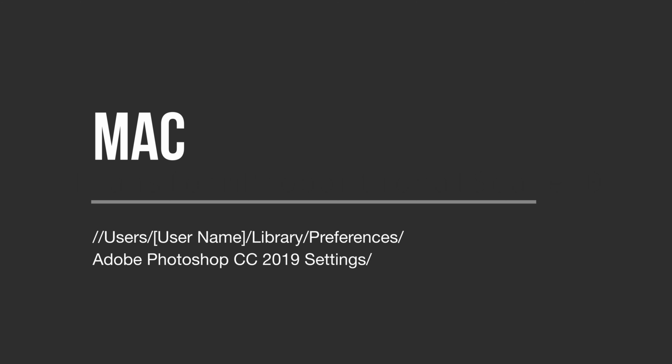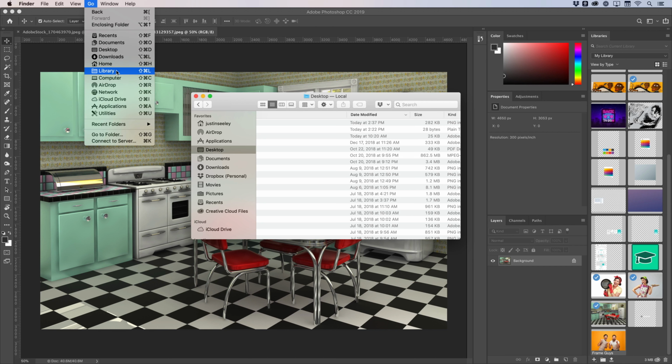All right, so here I am. I've got Photoshop open and also the Mac Finder window. And what I'm gonna do in the Finder window is hold down the Option key and click the Go menu. That's gonna give me a shortcut to the Library folder. If you don't hold down the Option key, you won't see that folder. So hold down the Option key, then choose Library, and you'll be jumped into this.